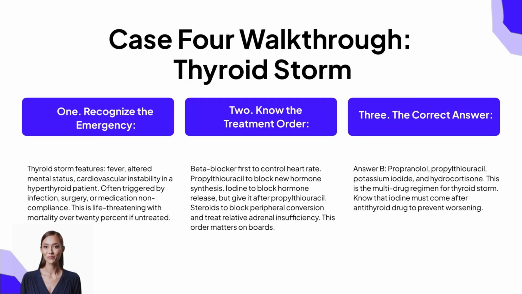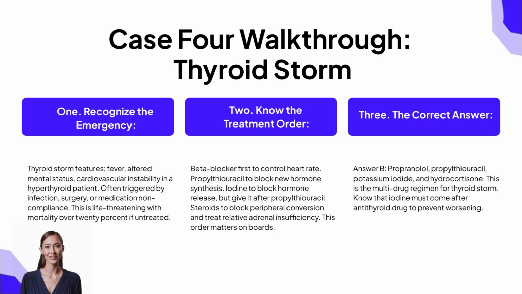This is Thyroid Storm. The triad of fever, altered mental status, and cardiovascular compromise in a hyperthyroid patient is pathognomonic. Treatment requires multiple drugs because you need to block every step. Beta blocker controls the cardiac symptoms immediately. Propylthiouracil blocks new hormone synthesis.